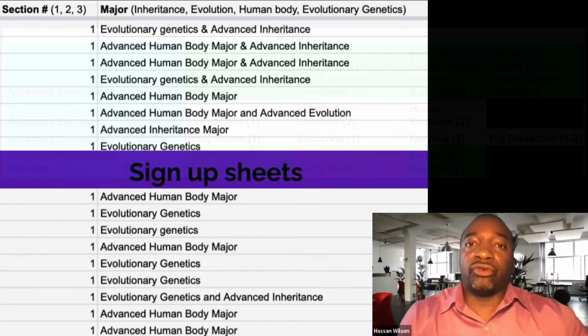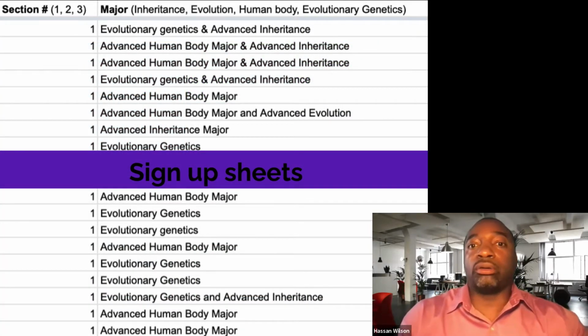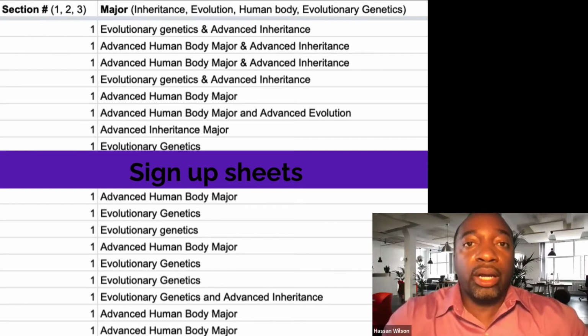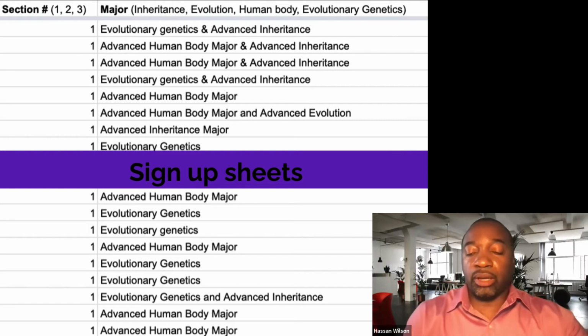And then I would have a spreadsheet, a sign-up sheet, and students would sign up for whatever minor or major. And some students sign up for two. Like if they were working really ahead of pace, they would have an opportunity to do more than one minor or more than one major. They would be able to see who else is signed up for the same major or minor. So that allowed them to be strategic about their choices.